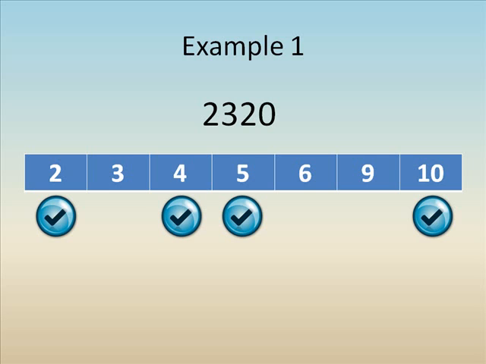Now 4 is a tricky one. For 4, you only want to look at the back 2 numbers. So I'm really looking at 20. And I'm asking myself, can I do 20 divided by 4? Well, if you can answer yes, 4 works.